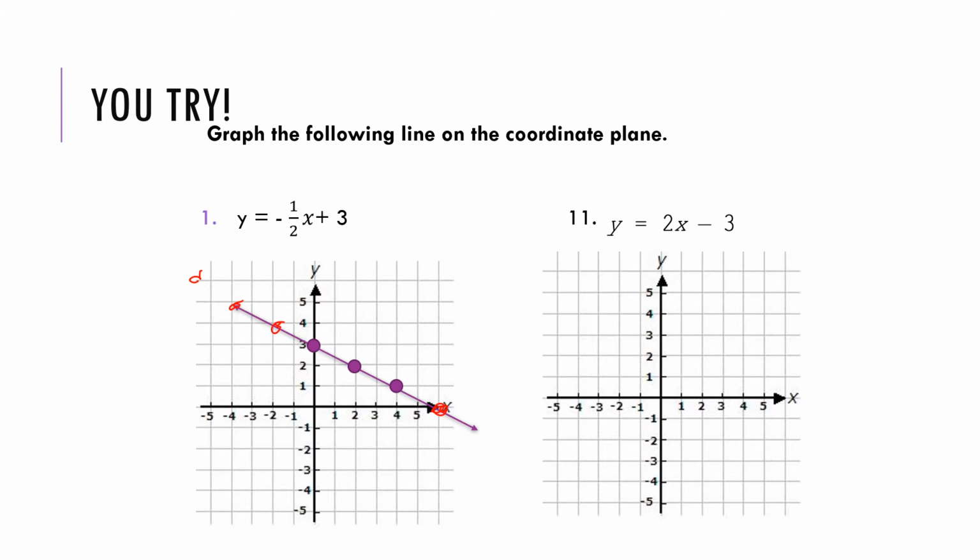For B, my y-intercept is -3, and then my slope is +2. So I'm going to go up 2, to the right 1, repeating that several times. I can even come back down here and go down 2 to the left 1. And then I would draw in my line.